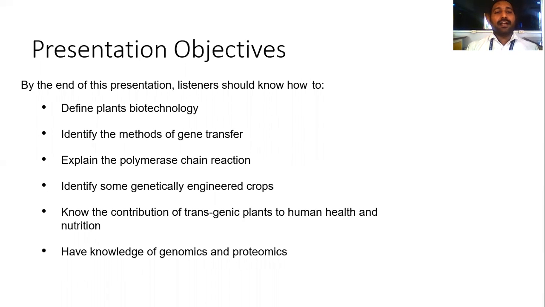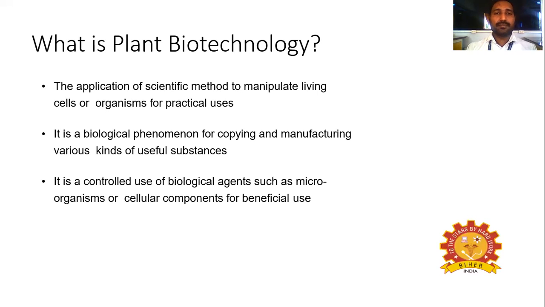And if you see the next point, identify the methods of gene transfer. This is one of the important things. And then we will explain the polymerase chain reaction and identify some genetically engineered crops. Then you will have the contribution of transgenic plants to human health and nutrition. And finally, we should obtain some knowledge about genomics and proteomics.